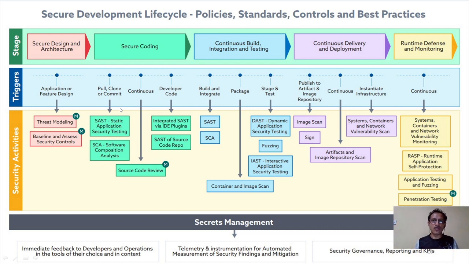Continuous build, integration and testing. That part, of course, is build and integrate, package and stage, and test. From the security point of view, the approach is static SAST and SCA, software composition analysis, and of course continuous image scan of packages, and dynamic application security testing, using IAST, integrated application security testing. So once we have completed all of those tests, we move forward to the next steps.